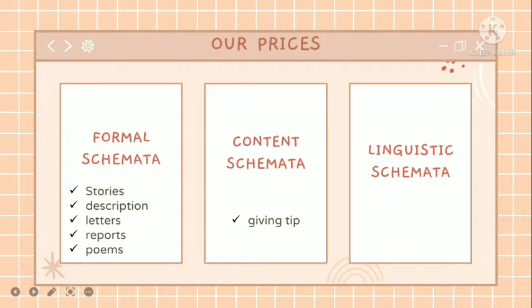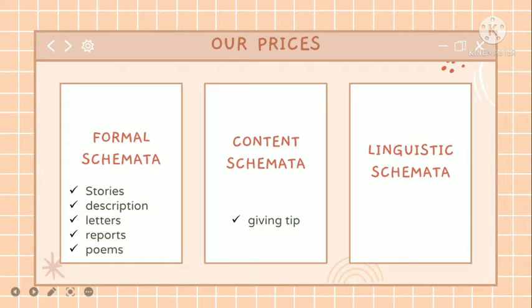There are three types of schemata, which are formal, content, and linguistic schemata. Formal schemata is prior knowledge of rhetorical structures and conventions. In other words, formal schemata refers to the knowledge of the ways in which different genres are presented. The point is that schema or macrostructures refer to the underlying structures which account for the organization of text or discourse, like stories, descriptions, reports, and poems.